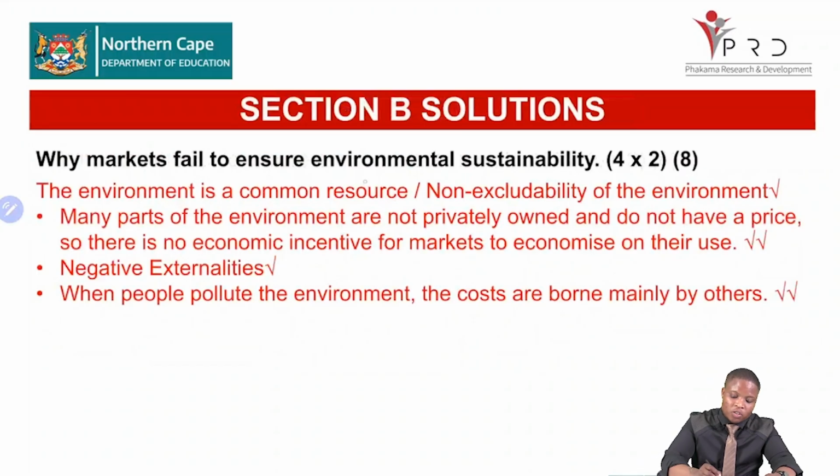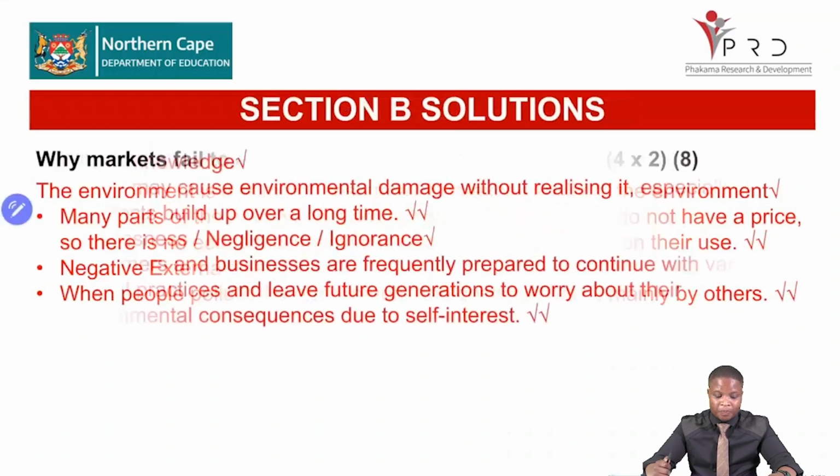So for listing this is only one mark. But when you explain it, many parts of the environment are not privately owned, do not have a price, so there is no economic incentive for markets to economize their use. So they don't take care of the environment because it is not privately owned. Because of negative externalities, when people pollute the environment, the costs are taken by others, right? So it results in other people bearing the cost.